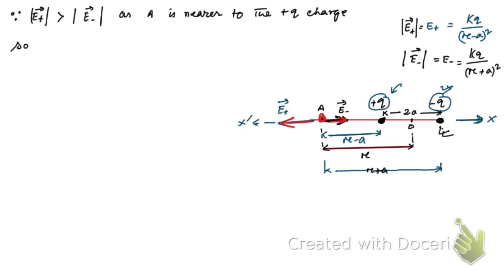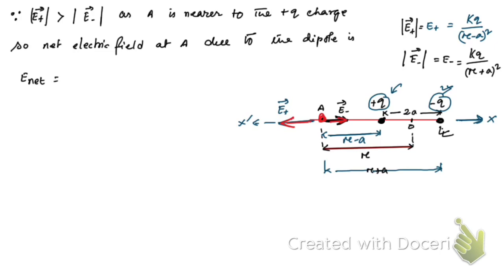so net electric field at A due to the dipole is given by E net is equal to magnitude of E positive minus magnitude of E negative, right? So these are the expressions we're gonna use.